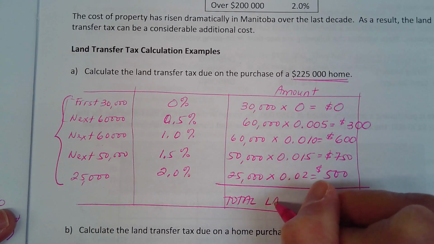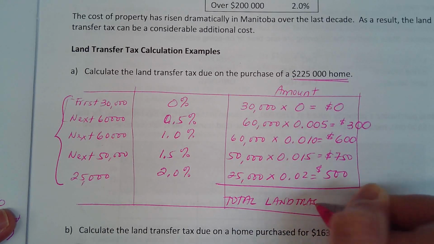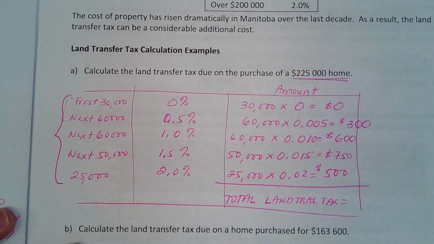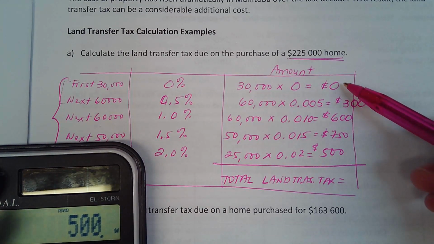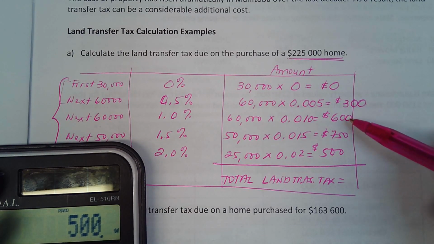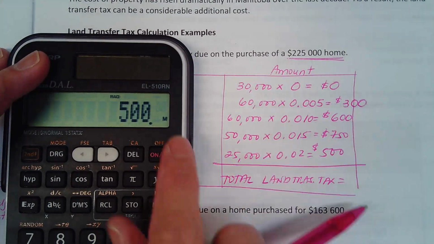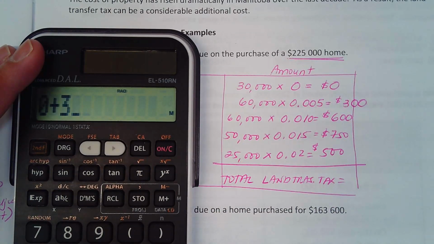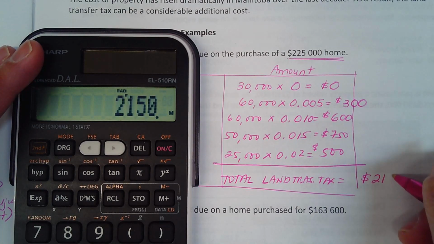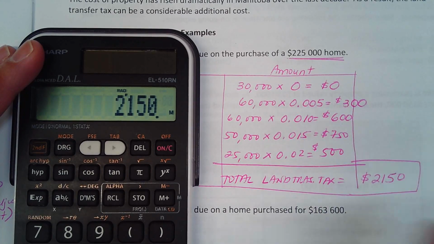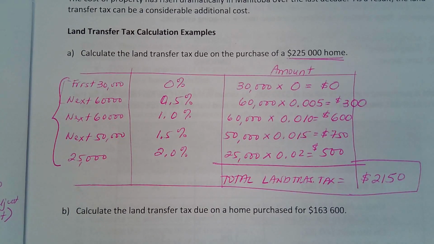Okay, so what's the total? Land transfer tax. How much is it? 0 plus 300 plus 600 plus 750 plus 500. 2,150. It's 2,150. That's just the tax. And on every purchase of any property, we have to pay land transfer tax.